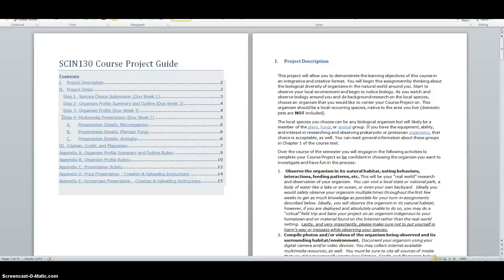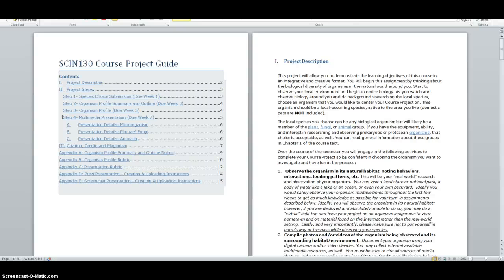So this is where you're going to choose one of two multimedia presentations that we're going to discuss in a moment, and you're going to do a presentation, and this is where you'll be able to include any photos or videos that you chose, as well as any stock photos that you may get off the internet. Again, we'll detail that in a moment.